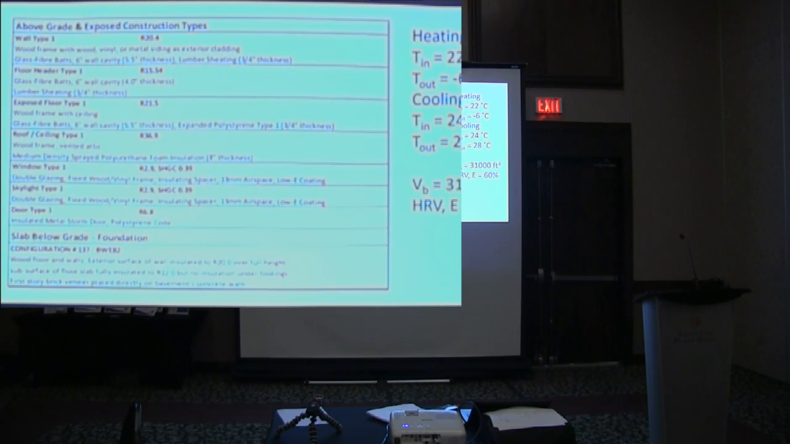Okay, so yeah, and I also specify the construction of it, right? So the wall type. These are CSA pre-specified assemblies and everything that I'm listing here. So we got a wood frame with wood, vinyl, or metal siding as exterior cladding, glass fiber bats, 6-inch wall cavity, and lumber sheathing. Just an example. There's many you can choose from. The thermal resistance of this you don't have to know. You punch in your wall type and your sizing and everything, and we will spit you out the R value.